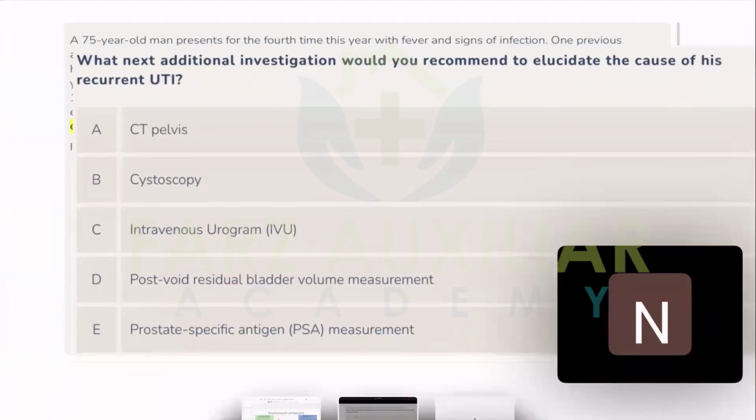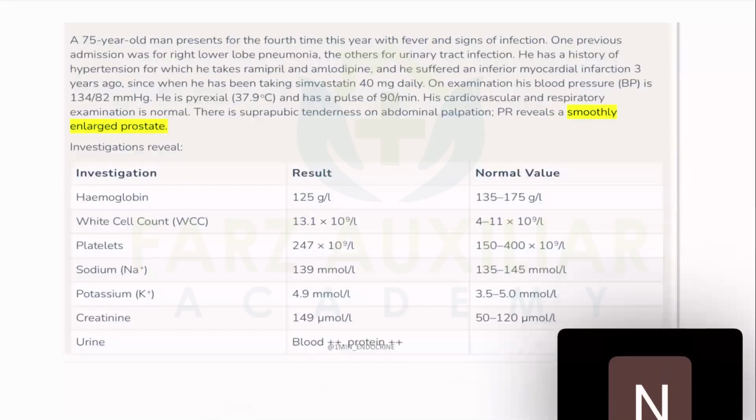So C is intravenous urogram. Why do you want to do an intravenous urogram? First of all, intravenous urogram is never done as the first investigation of choice. Intravenous urogram is not the answer, doctor. Cystoscopy. We would usually do a cystoscopy if you suspect there is a bladder mass, there is a malignancy, this sort of thing. Let's see what they have told.